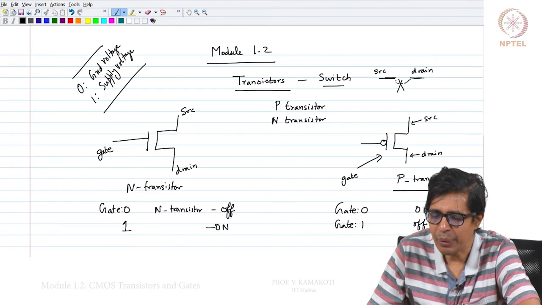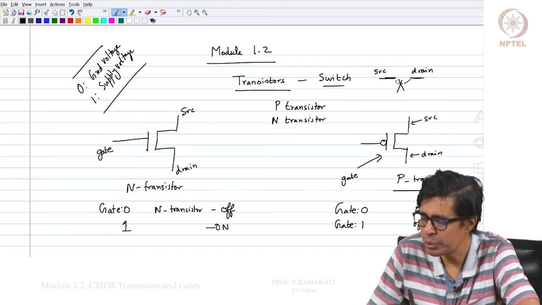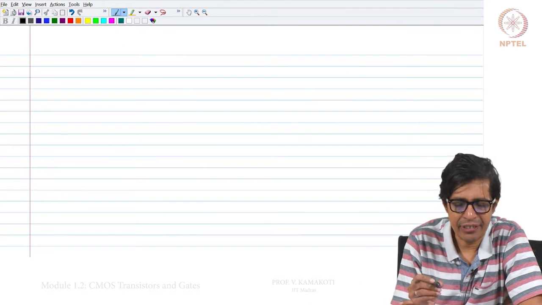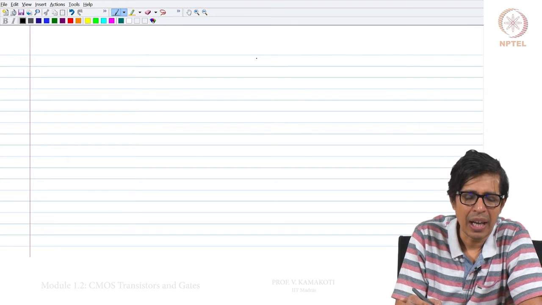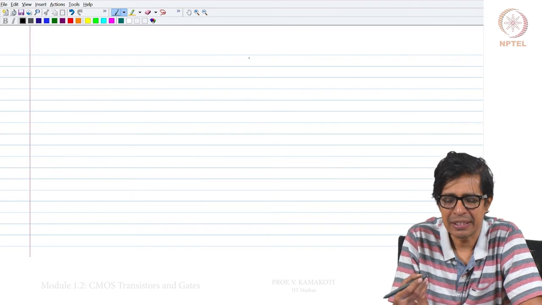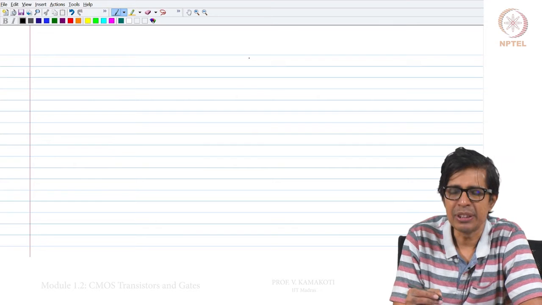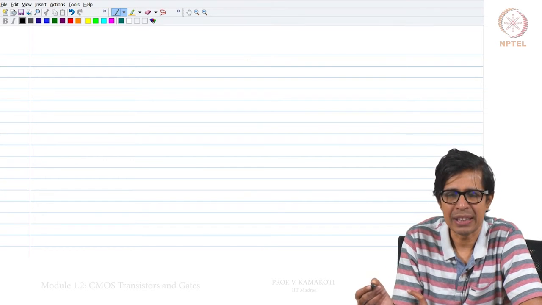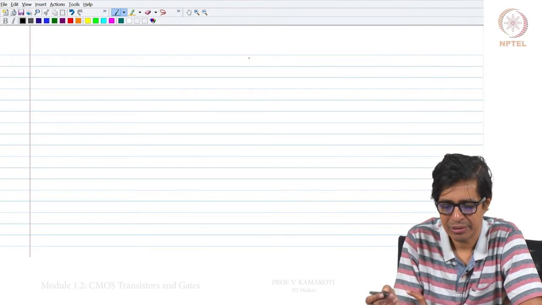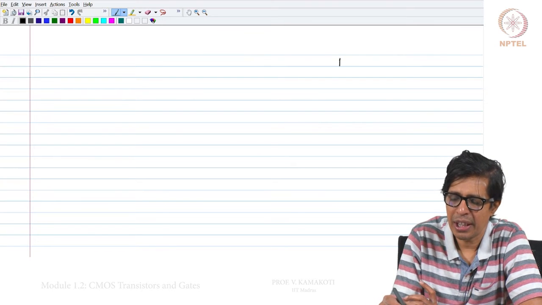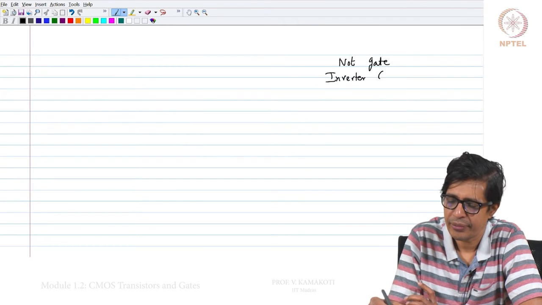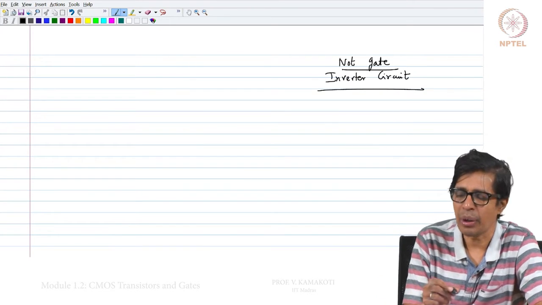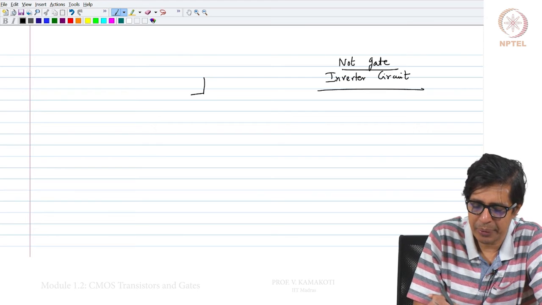Very quickly we will see what we can do using these N and P transistors, right. So, I will now give you a simple circuit in which you give a 0 you get a 1, and when you give a 1 you get a 0. This is called a NOT gate or an inverter circuit. So, how is a NOT gate formed? Let us see how it is going to be.